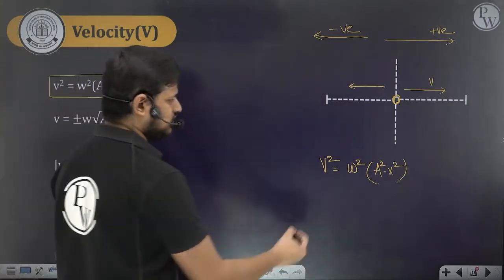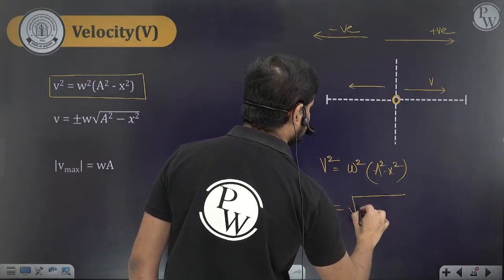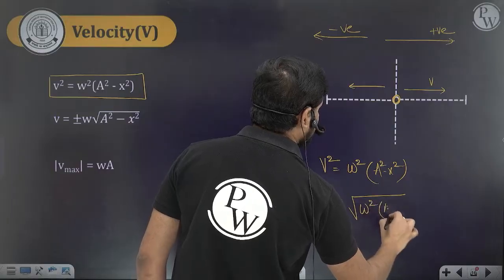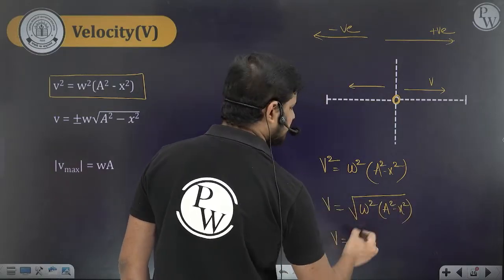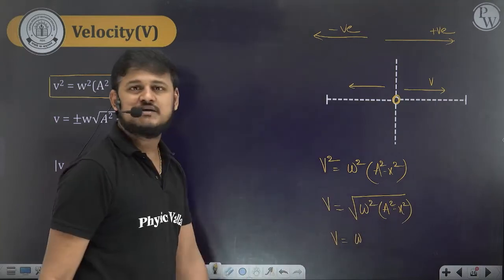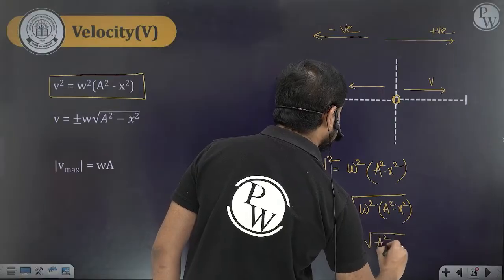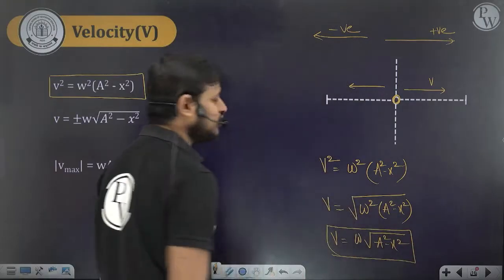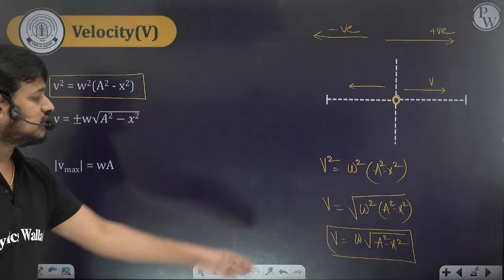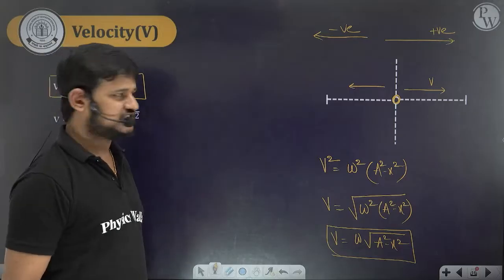Okay, chalo. So what is v? Taking the square root, v is equal to the square root of omega square into a square minus x square. So v is equal to omega, which I am writing outside, into the square root of a square minus x square. So this is the equation for the velocity of the particle which is performing S.H.M.